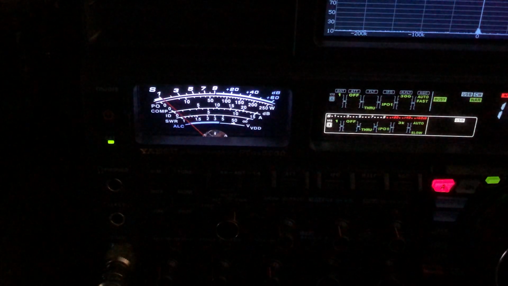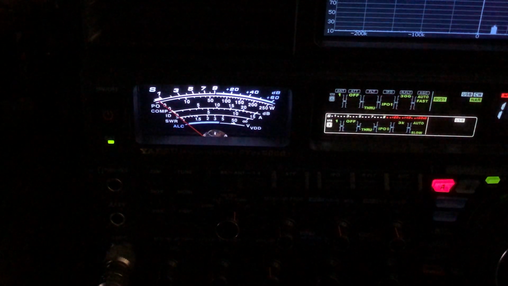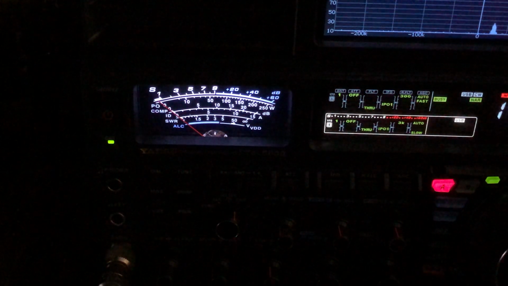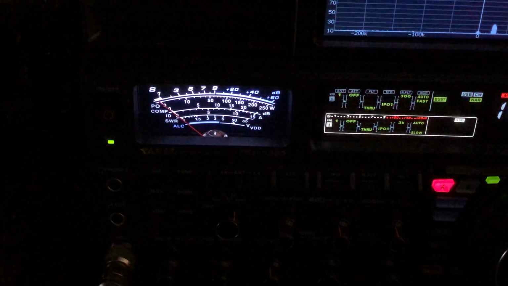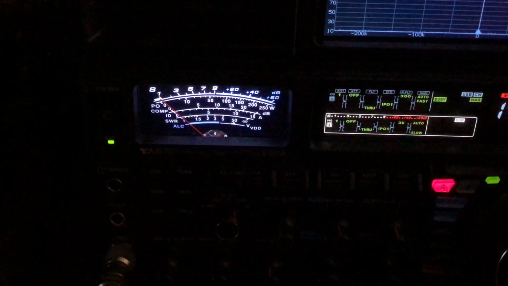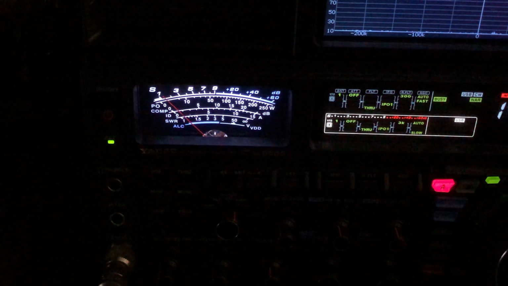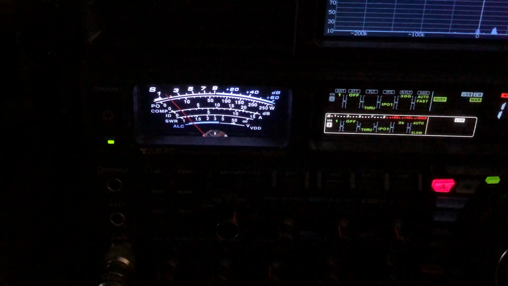Now I want to get to S9. What have I got to do? I need another 3 dB. So another 3 dB means I double my power. So now I'm going to double from 400 watts to 800 watts. And now I get S8.5 on your perfect meter. So I've gone from S7 to S8.5 by increasing from 100 watts to 800 watts.